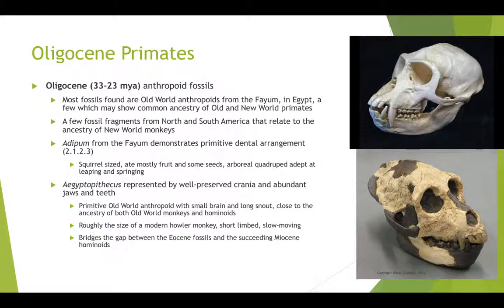Most of the fossils that are found from Old World anthropoids are from the Fayum in Egypt. This is a deposit that has yielded over 6,000 different specimens. Very rich ancestrally, dates to roughly 30-ish million years ago. And there are a few specimens from the Fayum that may exhibit common ancestry of Old and New World primates. There are also some fossil fragments from North and South America that relate to the ancestry of New World monkeys.